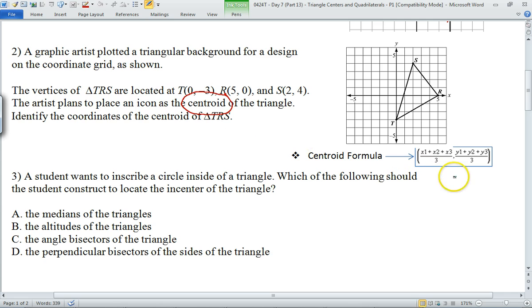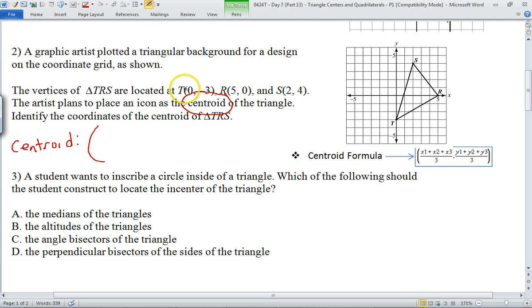Now, I went ahead and copied it onto this paper, but in addition to all the other things we learned about the centroid, there's a formula that you can use to calculate the centroid if you have the coordinates of the vertices. The formula is right here. Basically, you take the average of all the x's, and that'll be the x value of the centroid. If you take the average of all the y's, that'll be the y value of the centroid. So if I want to find the centroid, I'm just going to take the average of all the x's.